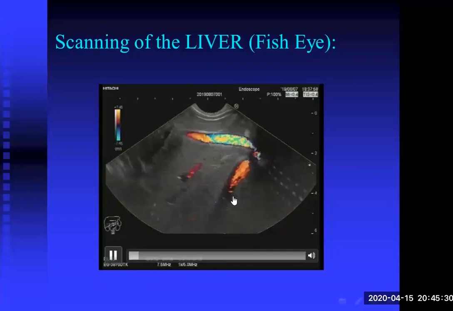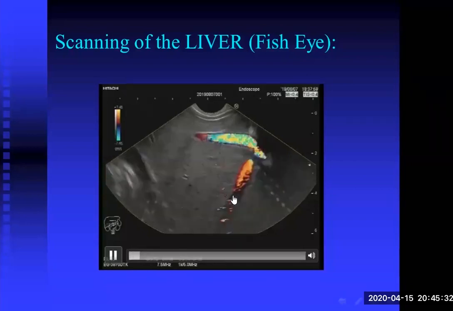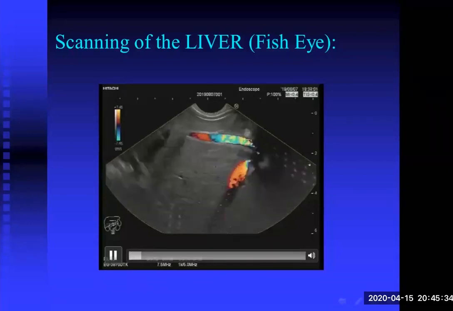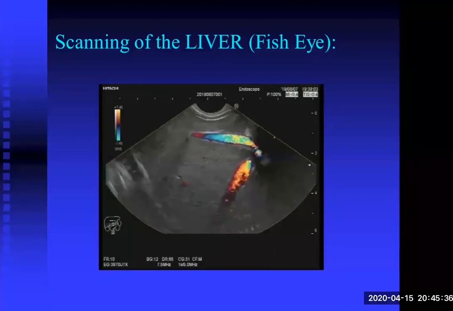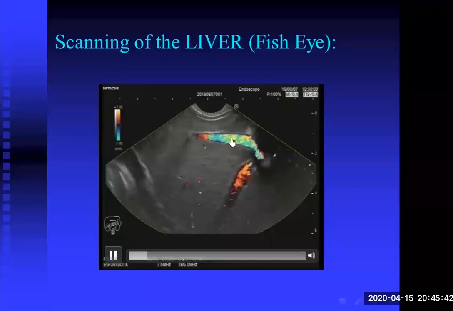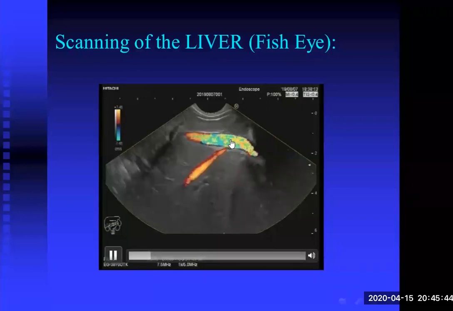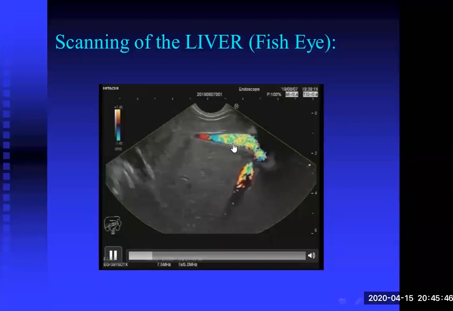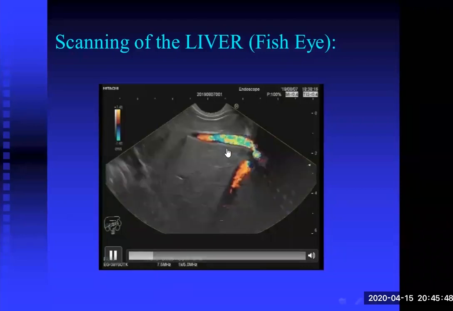Then I will start to do anti-clockwise rotation. Yes, anti-clockwise rotation. Still, this is the right hepatic. And see, yes, the middle hepatic vein is starting to appear. Anti-clockwise, anti-clockwise.